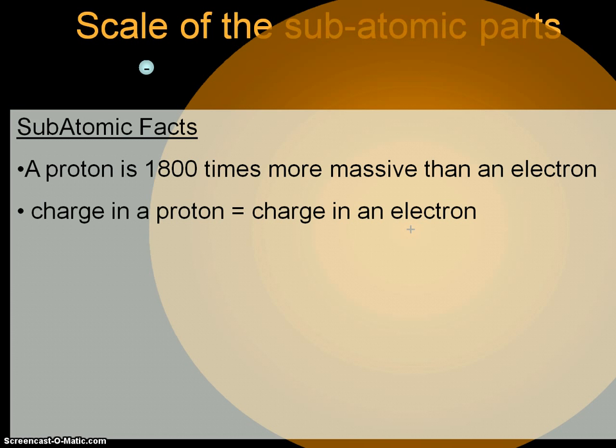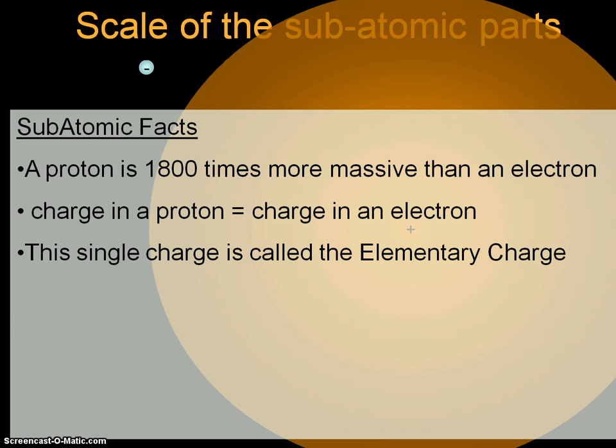However, despite these differences in masses, differences in sizes, the charge of a proton is equal to the charge of an electron. Though they're opposite in charge, the electron is negative, the proton's positive, they have the same amount of charge.